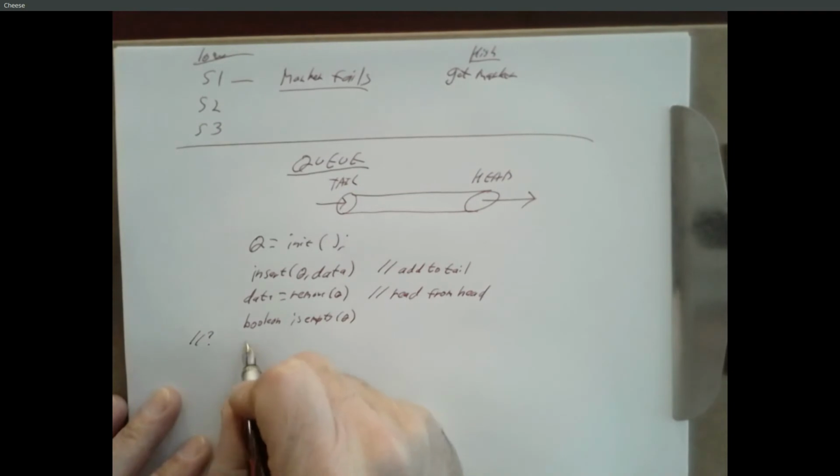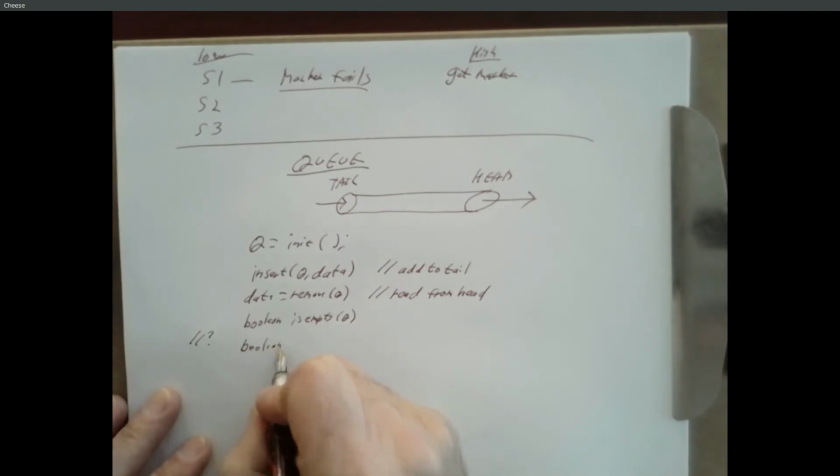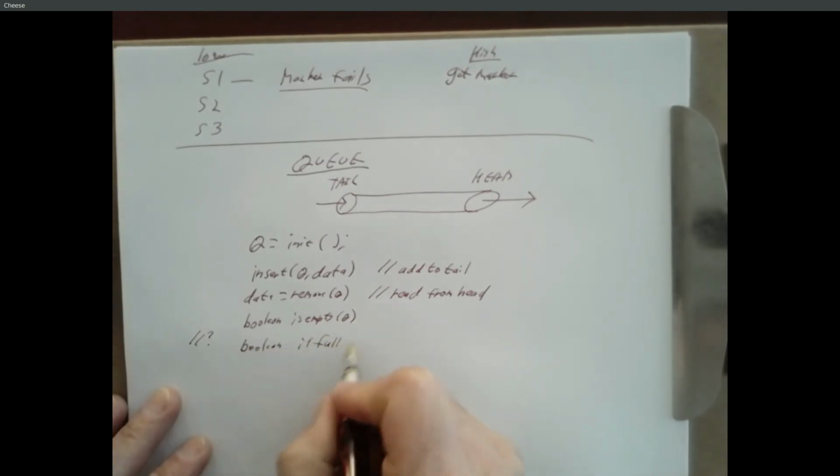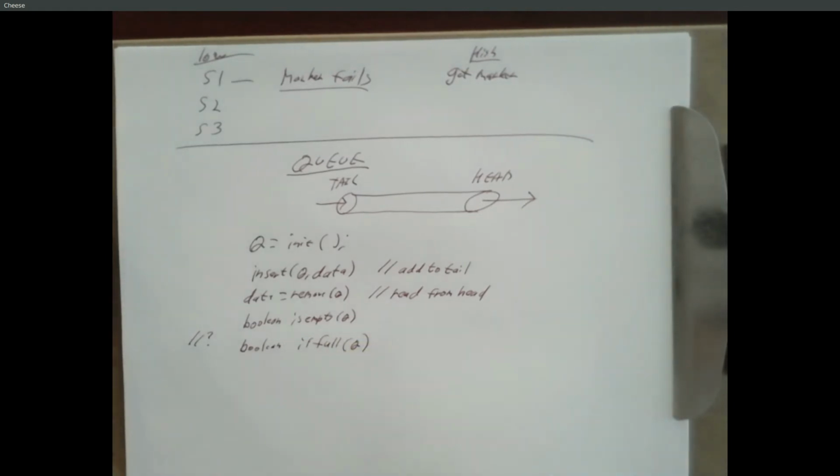Okay, and then possibly we want to have some kind of is full. Because depending on how we implement this, it's possible that our queue is going to not be able to store anything else. Well, kind of regardless of how we implement it, because it's going to take memory to store stuff. So we might not have any memory left on the system to store anything more. So we want to know if something's full before we try to store something else.